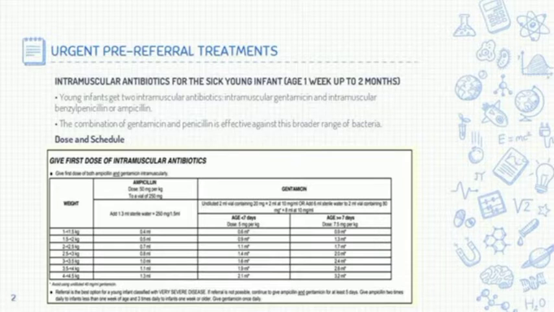Let's move on to the first pre-referral treatment, the intramuscular antibiotics for the sick young infant ages 1 week up to 2 months. Young infants get 2 intramuscular antibiotics, intramuscular gentamicin and intramuscular benzylpenicillin or ampicillin. Young infants are prone and vulnerable to a broader range of bacteria. That's why the combination of gentamicin and penicillin is given, because it is effective against this broader range of bacteria.